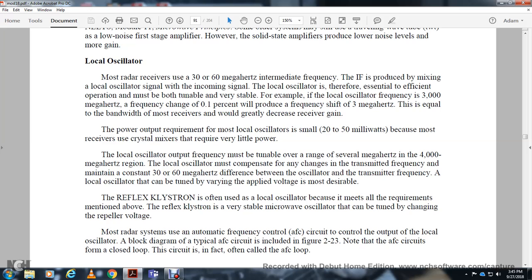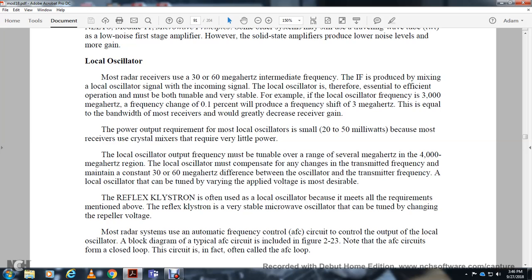The local oscillator output frequency must be tuned over a range of several MHz, with 4000 MHz for each, to compensate for any change of the transmitter frequency and maintain a constant difference of 30 to 60 MHz between the oscillator and the transmitter frequency. The local oscillator can be tuned by applying a voltage as desired. The reflex klystron is often used as the local oscillator because of the requirements mentioned above.